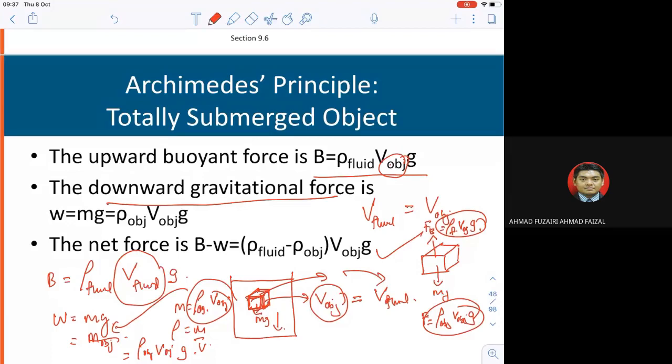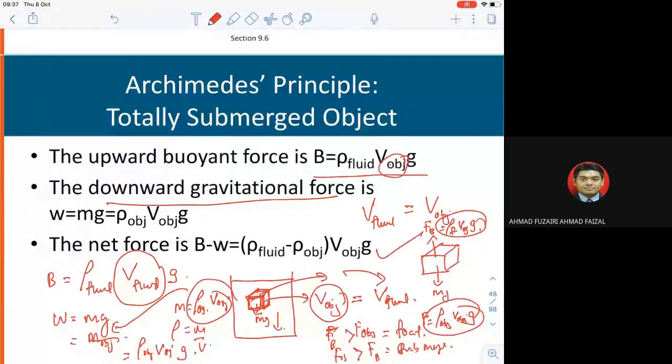Daripada sini kita dapat tahu yang objek ini semakin terbenam ke bawah ataupun semakin nak naik ke atas. If FB, buoyancy force, is greater than F object, so now it floats. Okay, but if F object is greater than FB, it submerges. Tenggelam.